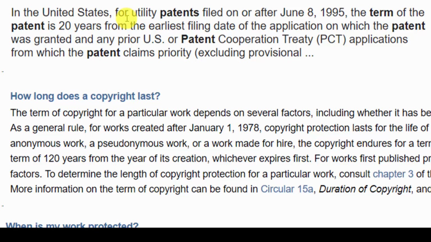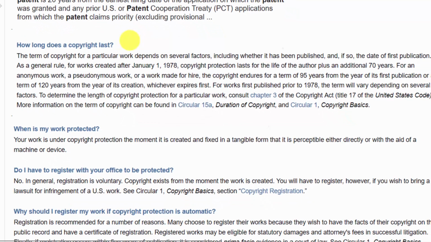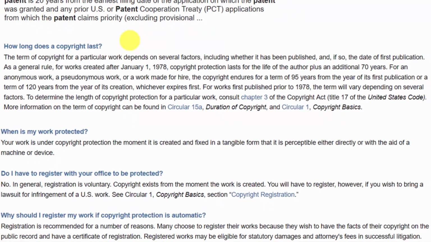Let's talk about copyrights and how they work, because there's a lot of misunderstanding about this. Let's talk about how long a copyright lasts. And this is a section from the United States government's website. Different countries are going to have different laws about this, but basically in the United States, the term of a copyright for a particular work depends on a lot of different things. But as a general rule, if something was created after 1978, copyright protection lasts for the life of the author plus 70 years. So a good long time.